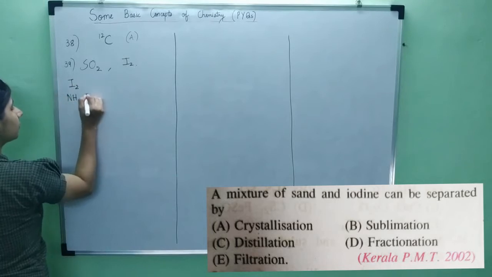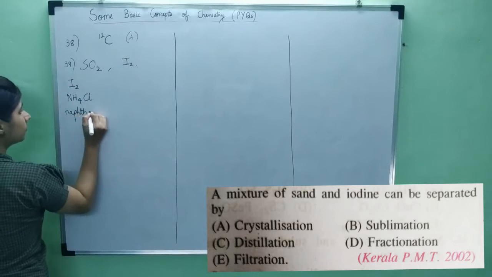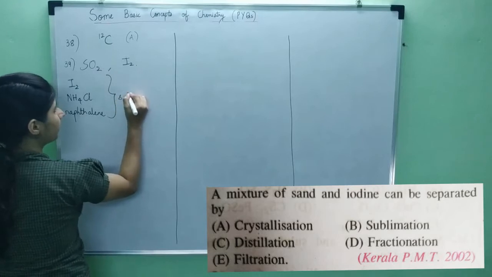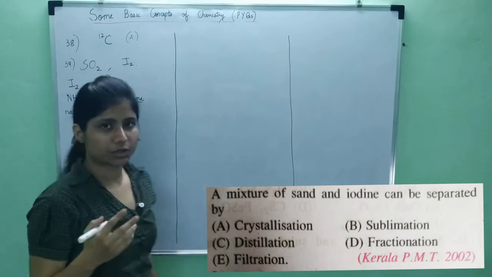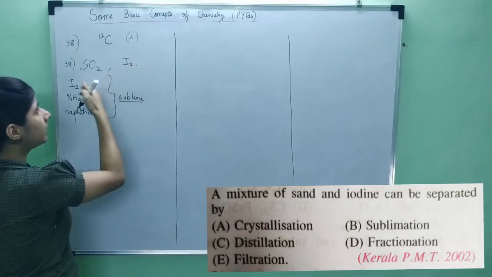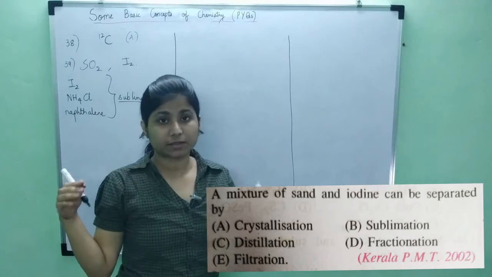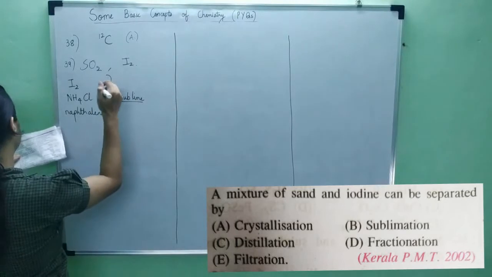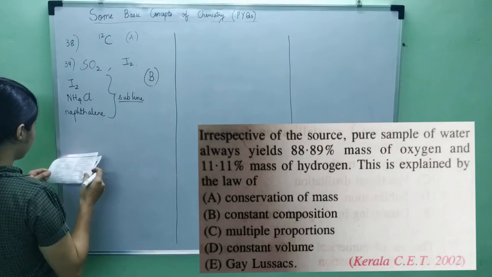NH4Cl, naphthalene, these sublime. At room temperature they can directly be converted from solid to gaseous. So if we have iodine, we can heat the mixture. Since iodine is sublime, it will form vapors and then settle at the corners of the conical flask, if you remember. So how can we separate them? We can separate them by sublimation. So what is the right option? B. Let's look at the next question.